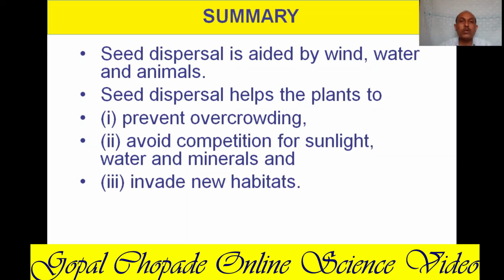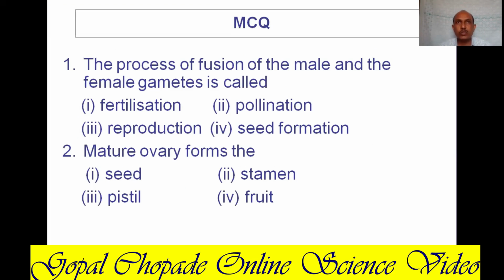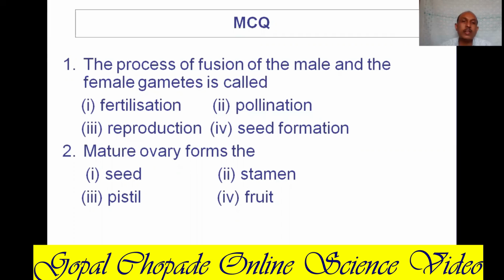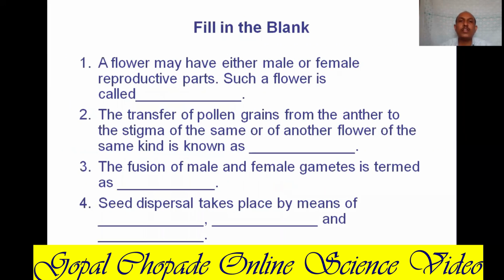Okay, so this is about it. Try to solve MCQs. Generally they will ask MCQs. What is the first MCQ? The process of fusion of the male and the female gametes is called what? Mature ovary forms what? Okay, the first answer is fertilization, and the second answer is fruit. So MCQs will be asked in the exam, or even they will give you fill in the blanks.